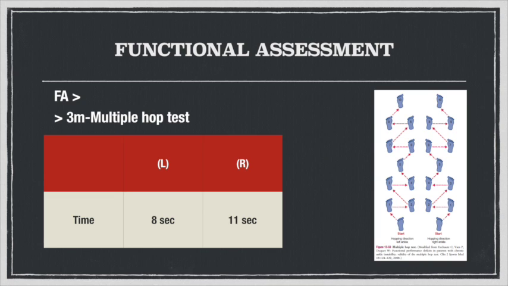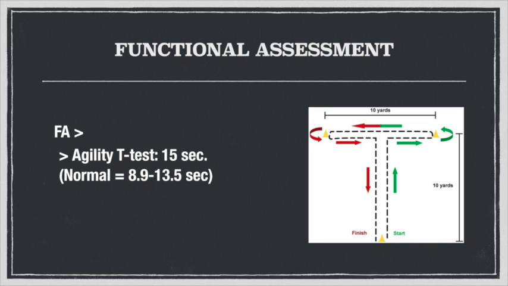Now for the 3-meter multiple hop test, this was a test which utilized a single leg hop with lateral and diagonal directional changes for 3 meters. Those directional changes were done alternately, one for the left foot and another for the contralateral foot. The time needed to recover for each foot was recorded and compared. For the unaffected foot, it took the patient 8 seconds, while for the involved foot, it took 11 seconds.